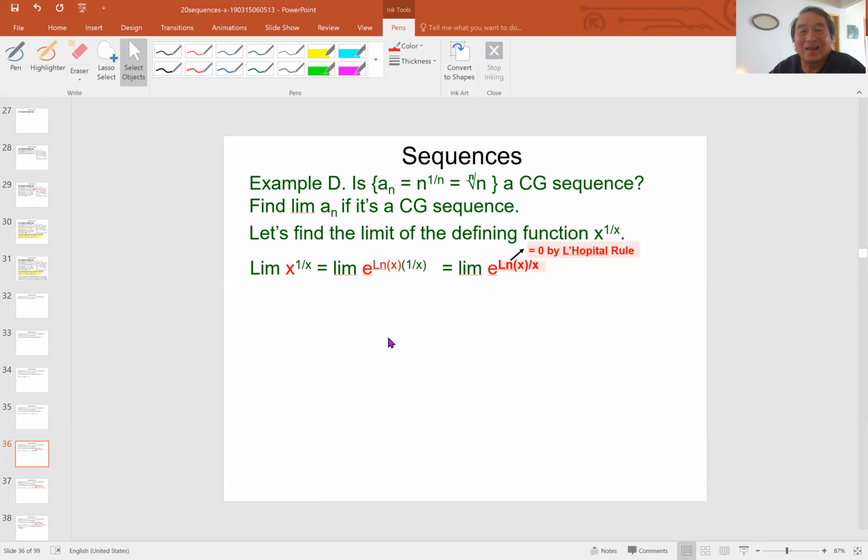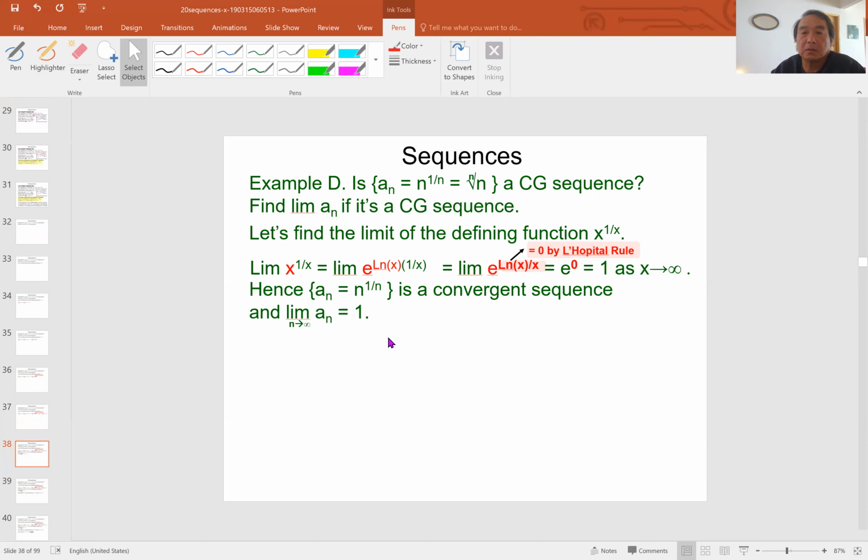And you can check by L'Hopital's rule that it goes to 0. In particular, log of x compared to the function x: log of x is very, very slow going to infinity, but x goes a lot faster. It's true by L'Hopital's rule. So the exponent goes to 0, so x^(1/x) converges. Hence n^(1/n) converges. It's on that curve x^(1/x). It converges to what? It converges to 1, of course.